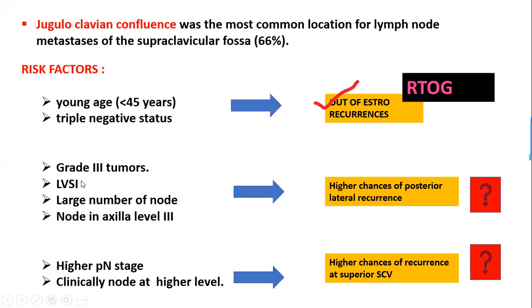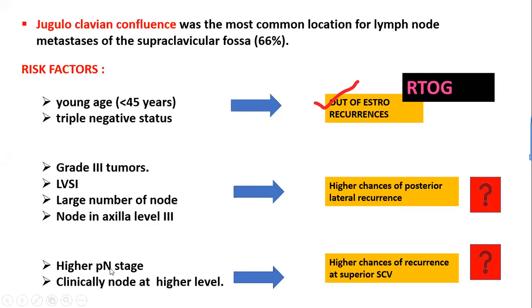But when there is a grade 3 tumor, or lymphovascular invasion, or a large number of nodes in the supraclav, or a node in level 3, there are more chances of relapse in this posterior lateral region. So what should we do? Both the ESTRO and RTOG guidelines didn't include this volume, so we don't know what we should do in this area.